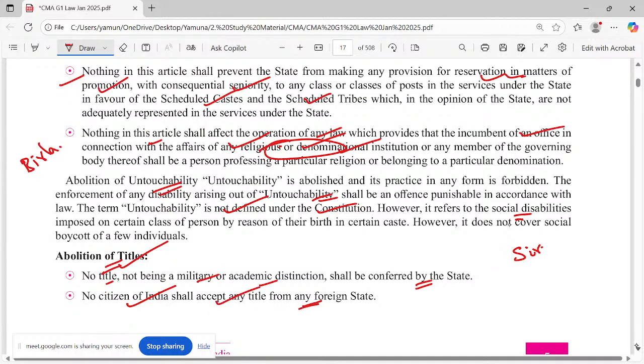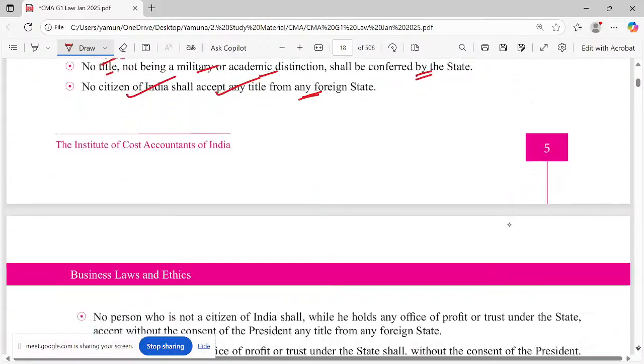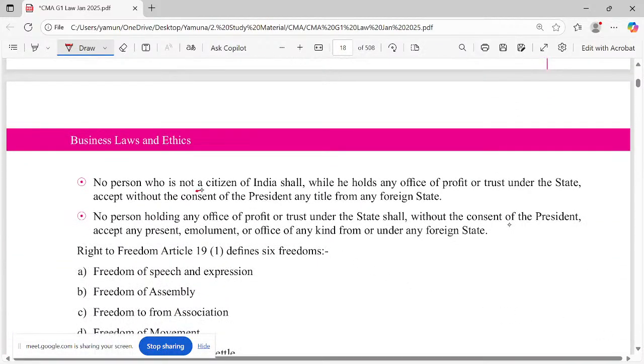Applicable for every citizen of India, in the designation line, everyone. No person who is not a citizen of India while he holds any office of profit or trust under the state may accept one without the consent of the president. He is not a citizen of India, but he might be a US citizen staying in India as an ambassador for the US. Suppose our state gives that foreign ambassador a best ambassador award. Can he accept it? You can accept it, but you have to get the permission of the President.